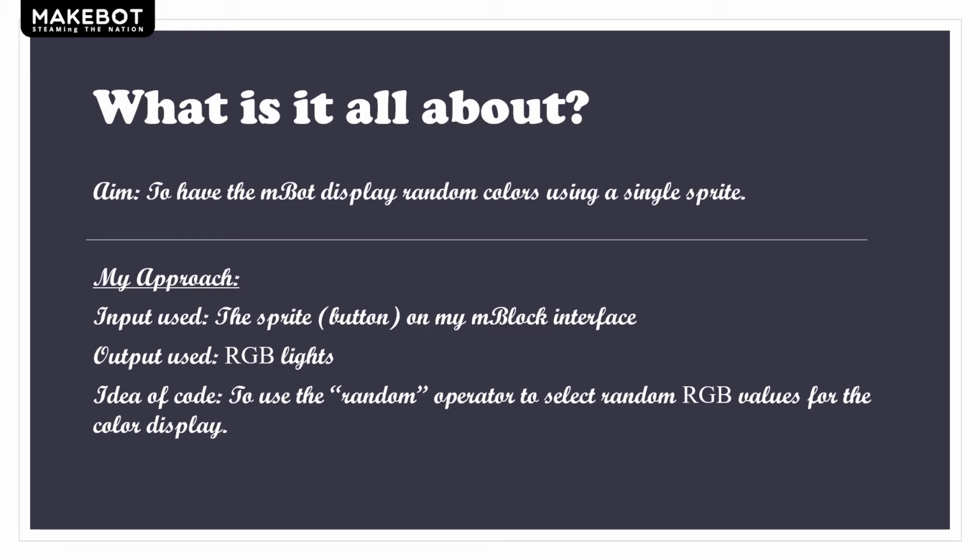And the main ideology behind the code was to use the random operator to make sure that the MBOT selects some random RGB values for the color display. In the previous assignment, we had understood that RGB values have a number for red, a number for blue, and a number for green, from the range of 0 to 255, that is going to instruct it on which color it is supposed to display. And on the same lines, I'm going to use a random operator to determine random RGB values for the color display.